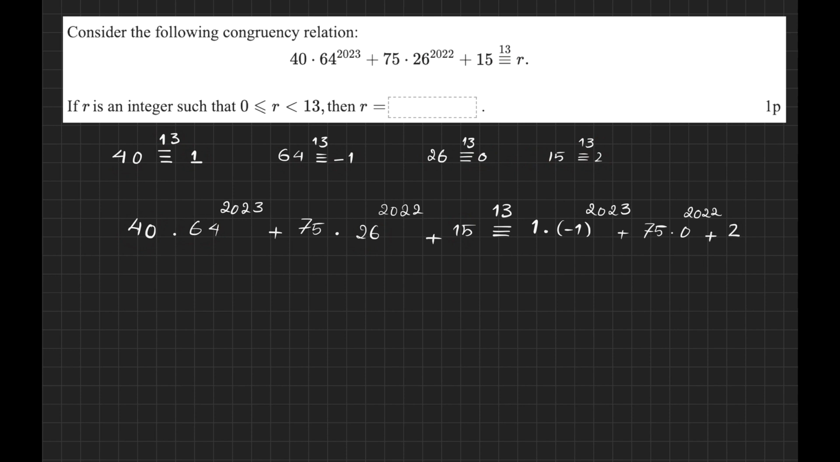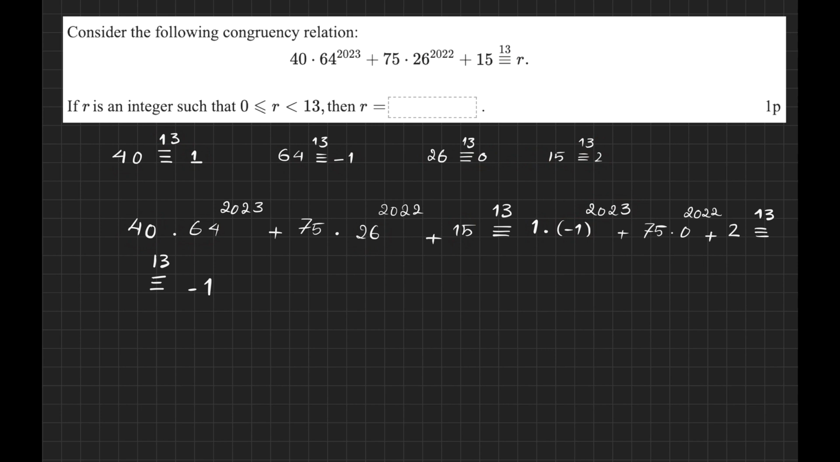Yes. And then of course I can simplify this one more step. So -1 to this power is just -1 because this is an odd number. So if I multiply -1 by itself an odd number of times, it becomes -1. -1 multiplied by 1 is simply -1.